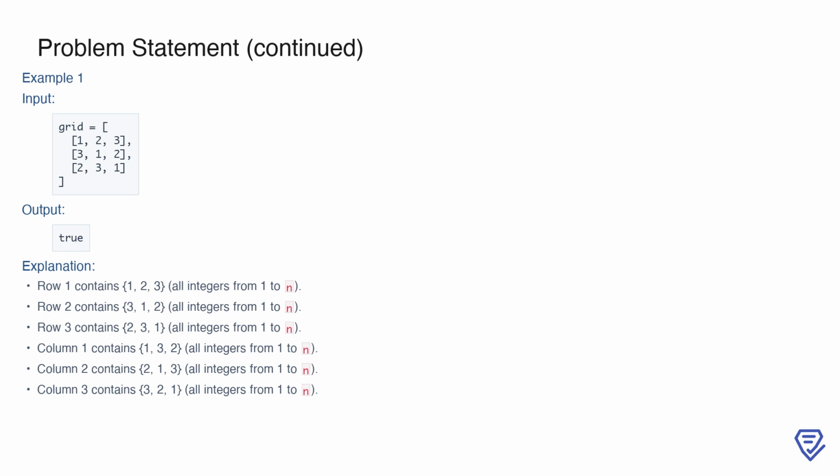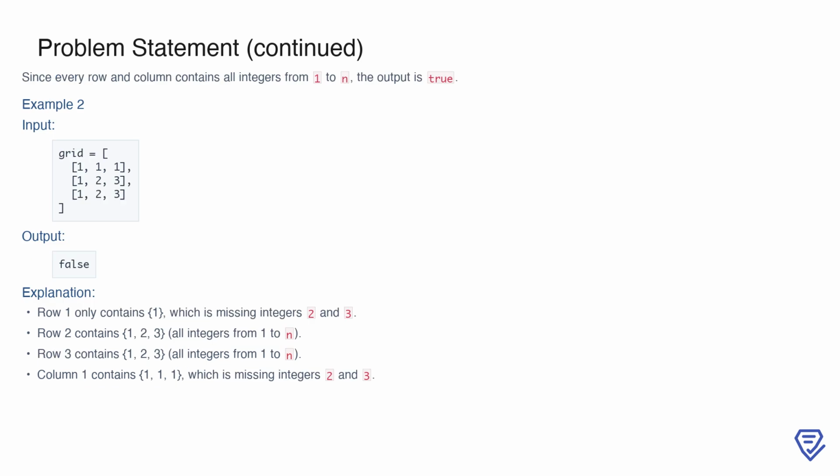Consider the first example where grid is a 3 by 3 matrix: [1, 2, 3], [3, 1, 2], [2, 3, 1]. Each row in this matrix contains all the integers from 1 to n. For instance, row 1 has the numbers 1, 2, 3, row 2 has 3, 1, 2, and row 3 has 2, 3, 1. Similarly, each column also contains all numbers from 1 to n. Column 1 contains 1, 3, 2, column 2 contains 2, 1, 3, and column 3 contains 3, 2, 1. Since all rows and columns meet the condition, the output for this example is true.